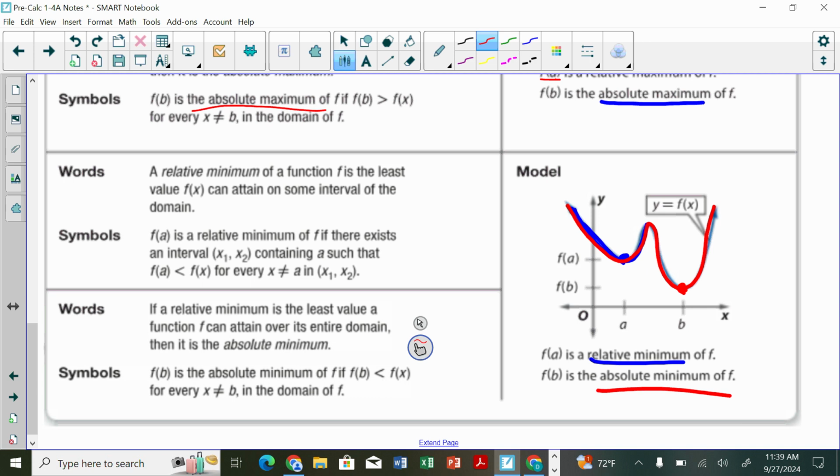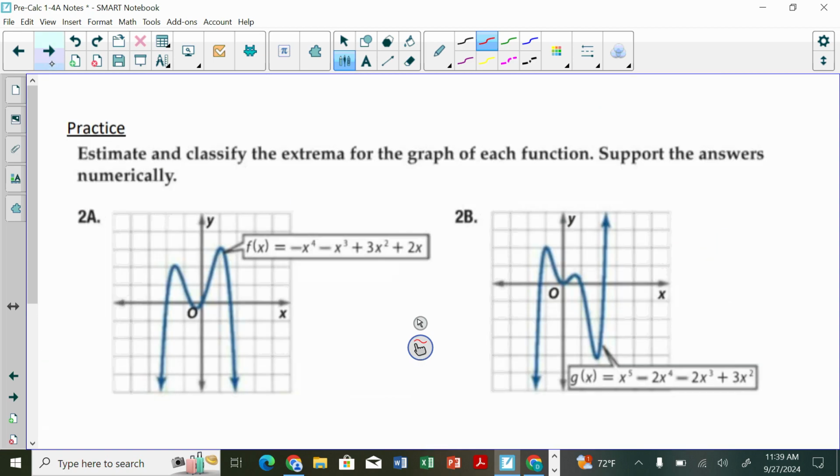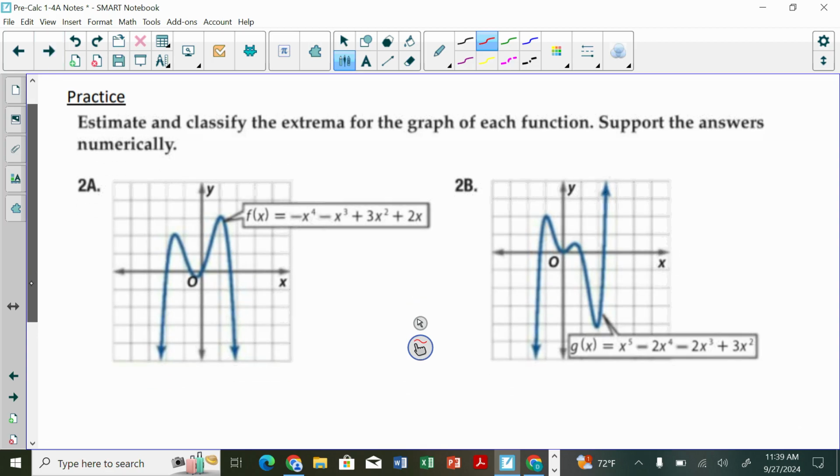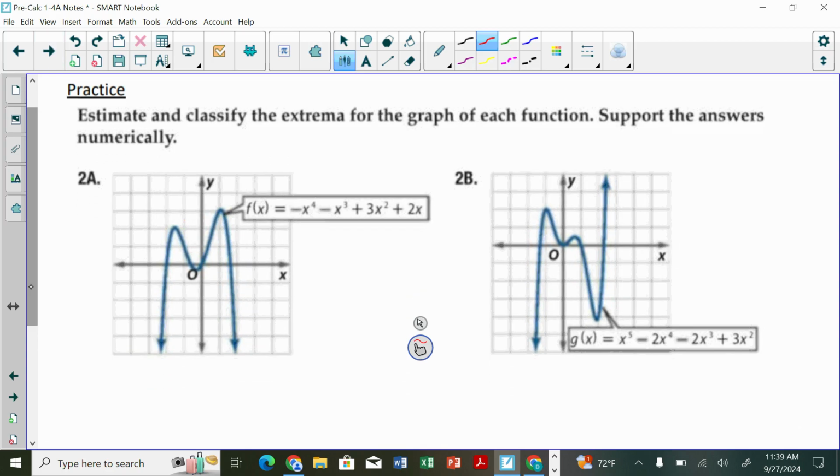Okay. So now let's continue on to the next page. If you need to look at that some more, read through it, go for it. It's always there for you on your own. And then this practice here: estimate and classify the extrema for the graph of this function. Okay. So this one, we can just look at the graph and get some information from it. And then, of course, it says to support it numerically.